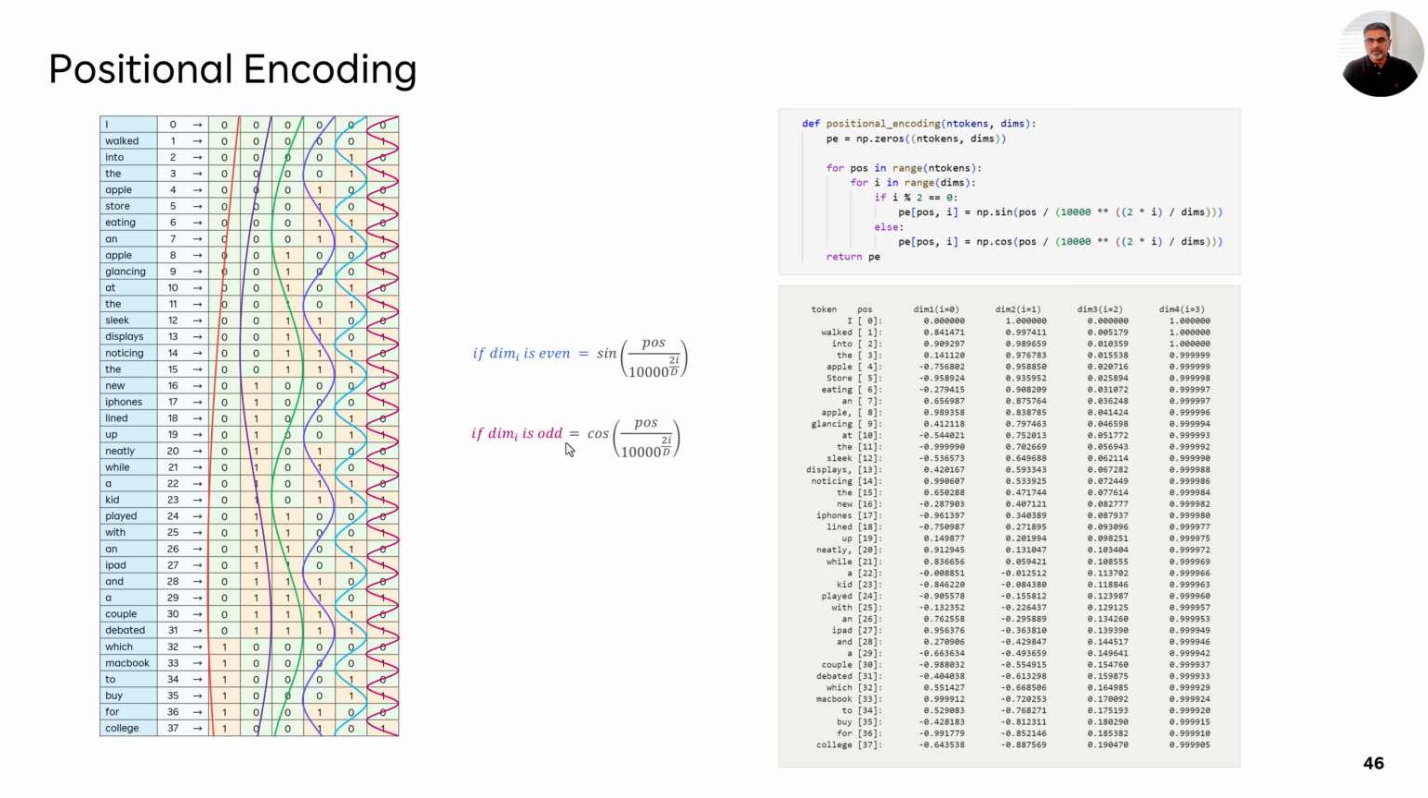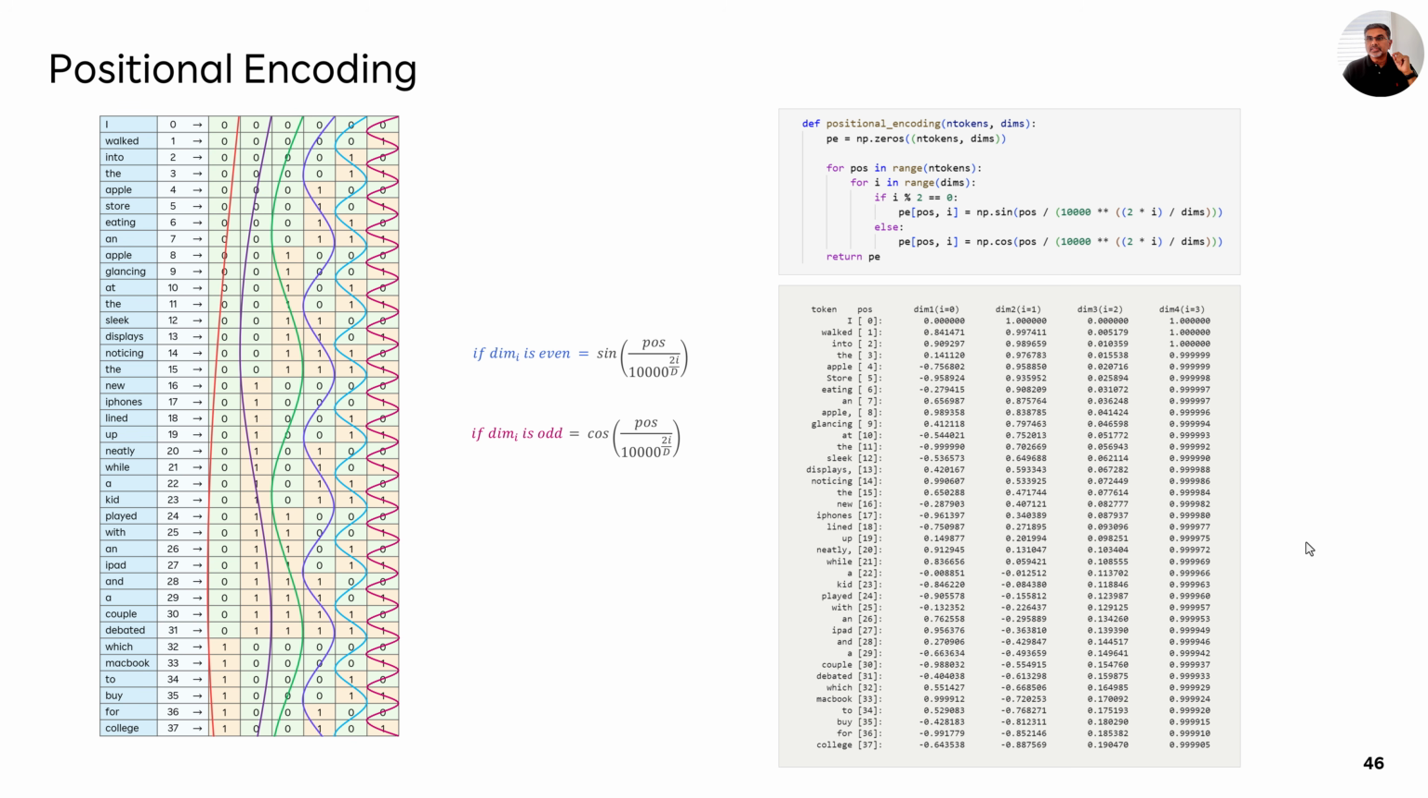It just doubles the representational power, and you can essentially create a pretty nice matrix out of that. Okay, and the code to actually implement this is pretty trivial. It's a few lines of code, and here I show you for this sentence: "I walked into Apple store eating an apple, glancing." Assuming that there are four dimensions, using this algorithm, you'd essentially get something like this.